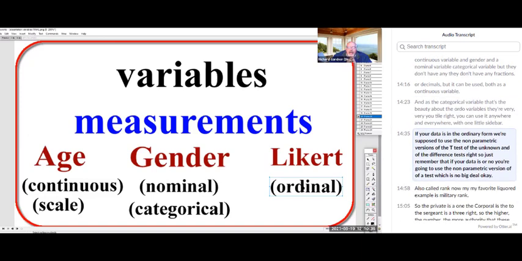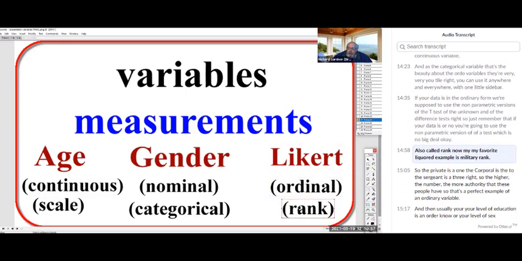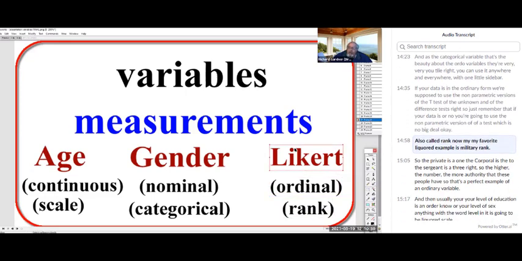If your data is in the ordinal form, we're supposed to use the non-parametric versions of the t-test, of the ANOVA, and of the difference tests, right? So just remember that if your data is ordinal, you're going to use the non-parametric version of a test, which is no big deal, okay? Also called rank.